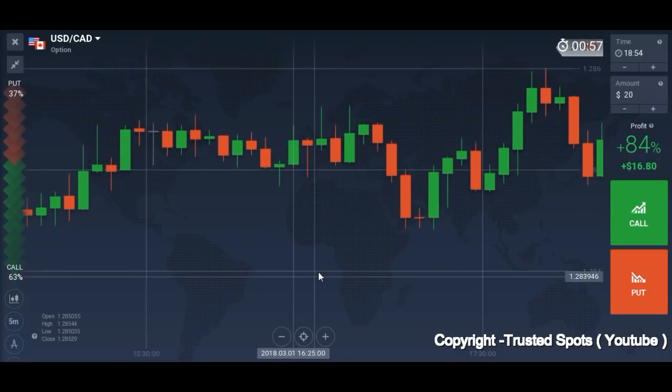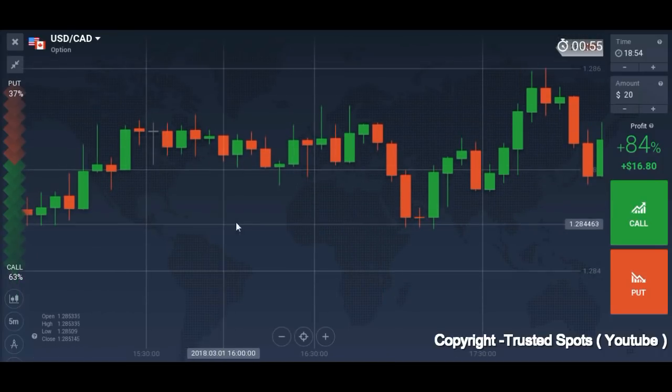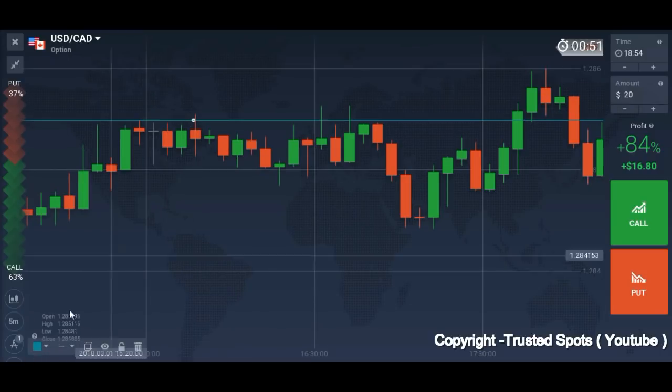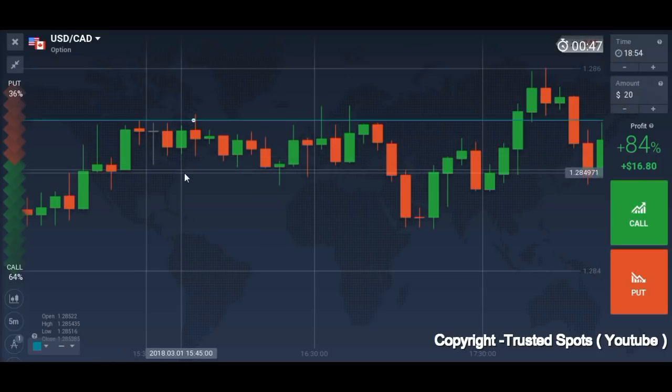So if you look carefully, for the last 1 hour it's moving in a box. It's moving in between this level to, suppose, this level. So this is a ranging market. The box can be bigger or smaller, it doesn't matter. But if the market is moving in a box, it's a ranging market.